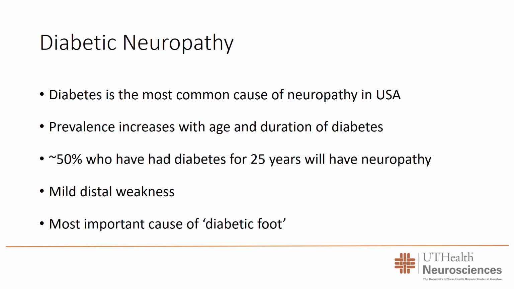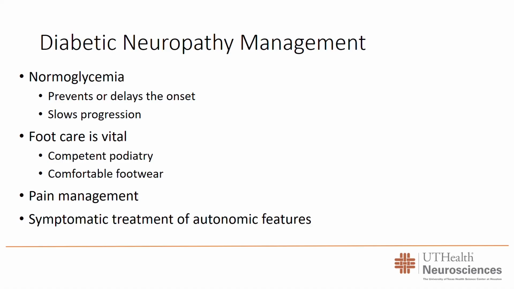So I wanted to talk a little bit about diabetic neuropathies. Diabetes is the most common cause of neuropathy in the United States. The prevalence actually increases with age and the duration of diabetes. So the older the patient is and the longer they've been suffering with diabetes, the more at increased risk they are of developing neuropathy. About 50% of patients who've had diabetes for at least 25 years will have neuropathy. It typically presents with mild distal weakness, and it's actually the most important cause of diabetic foot.